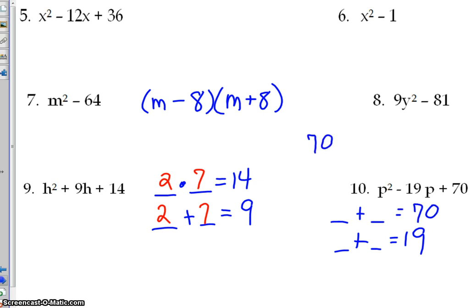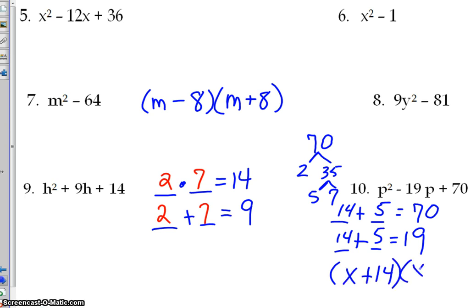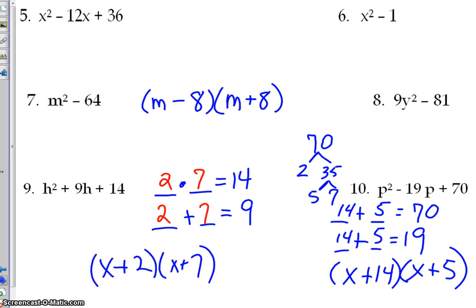You know what? Let's do this. Let's see what numbers multiply to 70. So 2 and 35, 5 and 7. All right. So I'm thinking 70 is 2 and 35. Yep. 5 and 7. And so 10 and 7, or 14 and 5. That's it. 14 and 5. 14 plus 5 equals 19. So our answer here is x plus 14, x plus 5. It took me a minute, but we got that one. The answer here, x plus 2, x plus 7. Good luck with you.